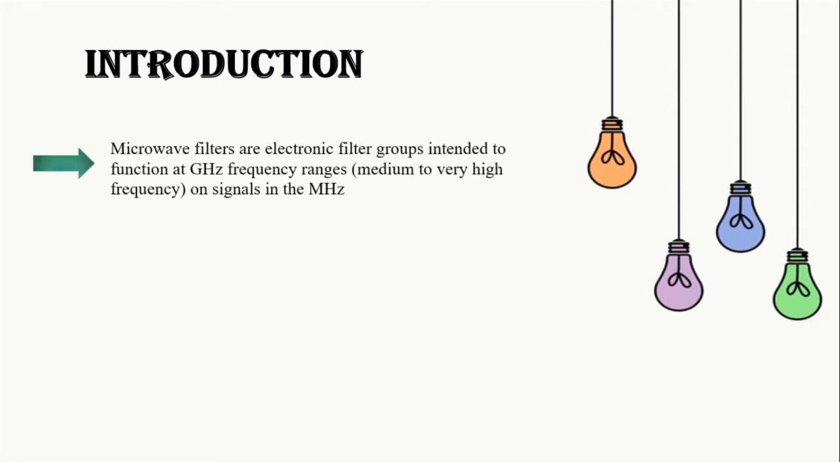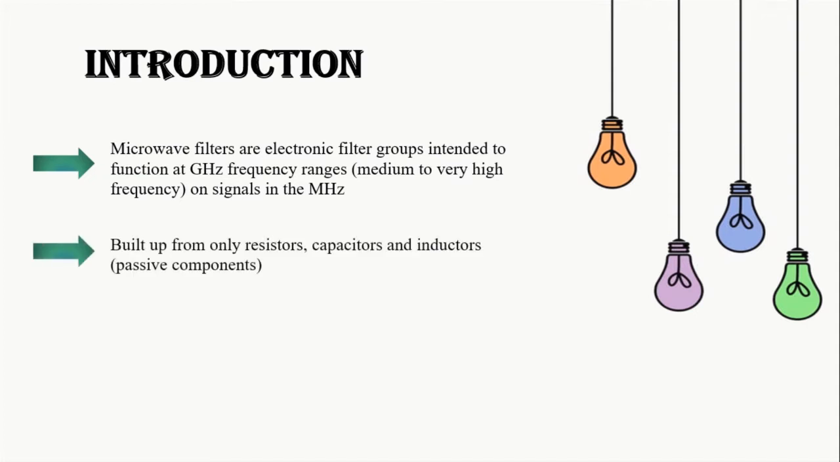Microwave filters are electronic filter groups intended to function at gigahertz frequency ranges, medium to very high frequency on signals in the megahertz. These ranges are being used in wireless communication, television and radios. It is only built up from passive components such as resistors, capacitors and inductors, because the capacitor allows high frequency signals while the inductor allows low frequency signals. Passive filter gain is always lower than unity. This shows that passive filters cannot improve the gain of the signal.